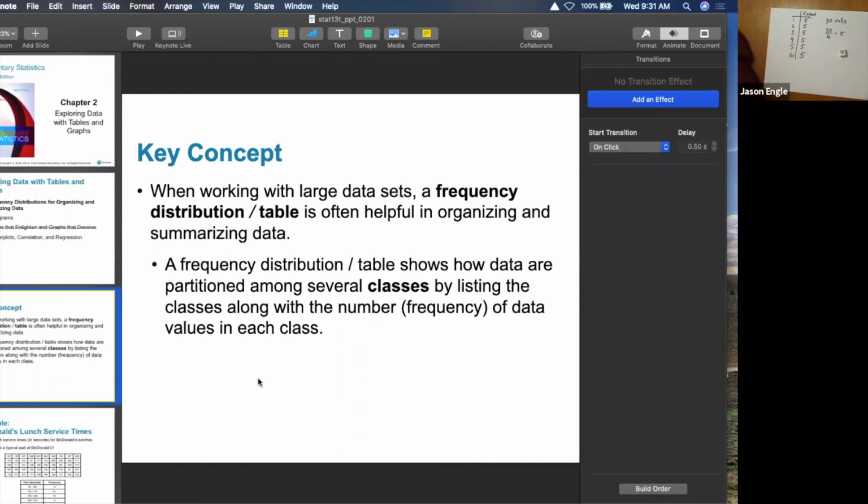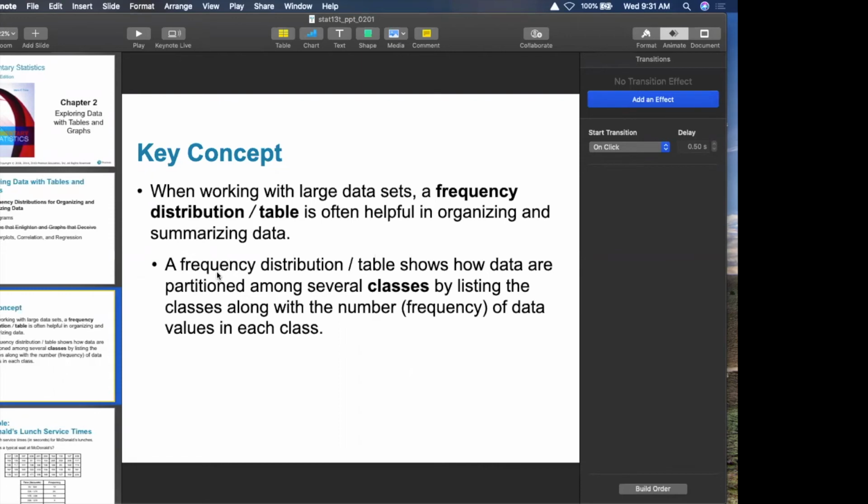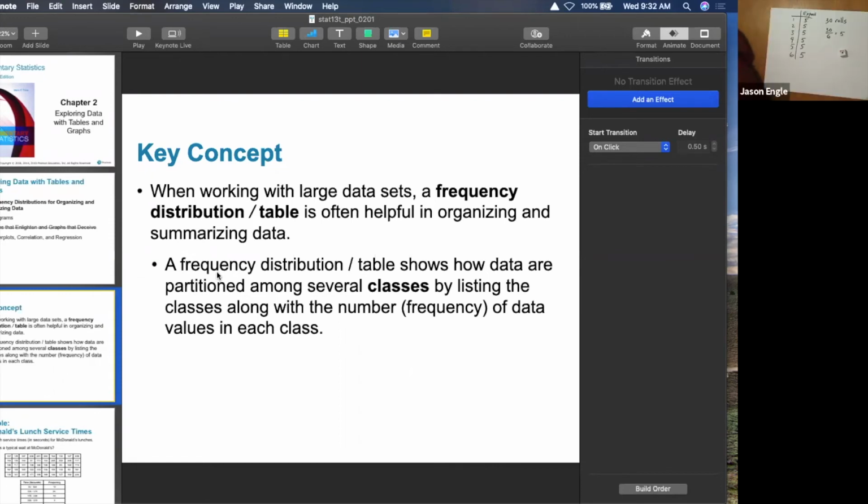A frequency distribution. Have you ever heard the word frequency before? I think that word frequency throws people off a lot of the time, so it helps if you've heard it before. Frequency is just a count. We're just counting numbers, okay? What we do is break up the data into several classes, and then we count how much data is in each class. I'll show you what I mean in a second.